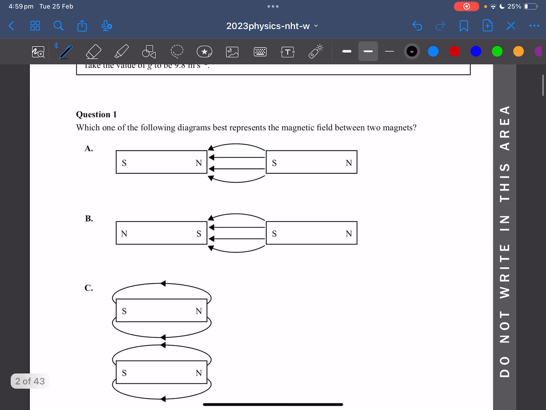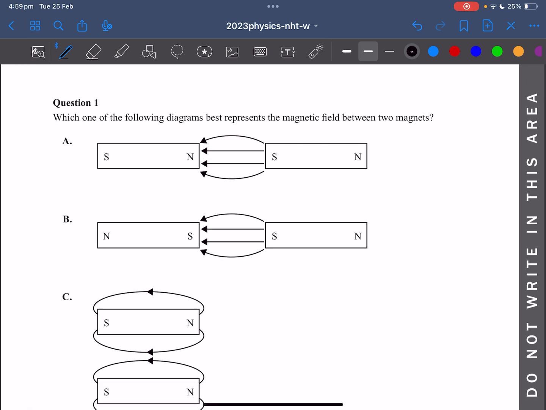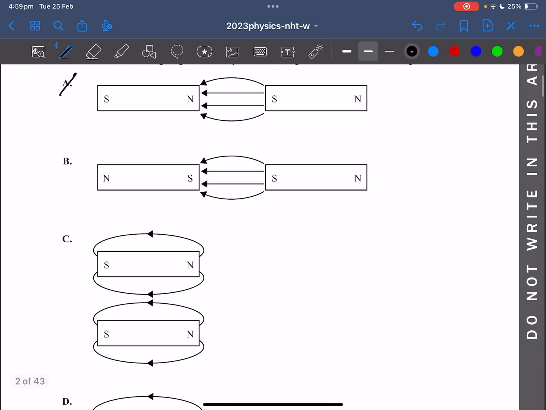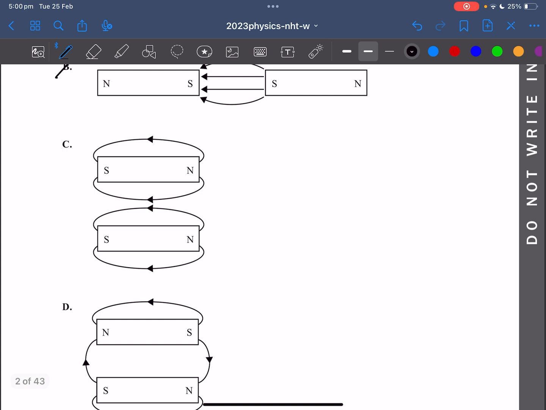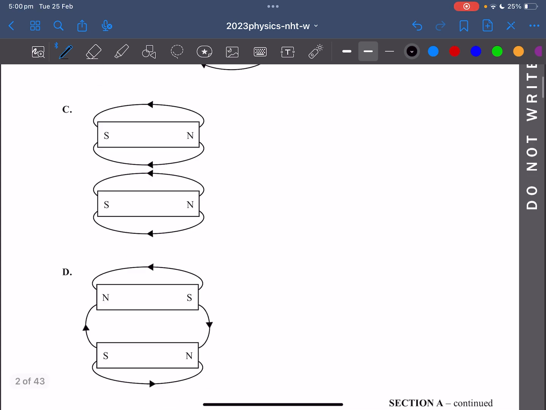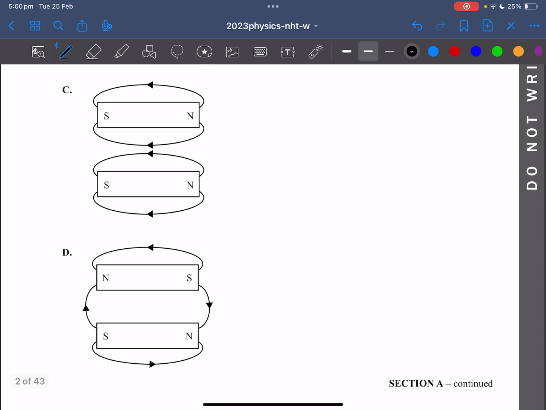Which one of the following diagrams best represents the magnetic field between two magnets? Well, just by looking at it, option A can't be it because it has to go from north to south, not south to north. Option B cannot be right either because like poles repel, they do not attract. Option C, yes, it looks correct. Option D, yep, that can't be it either, for the same reason as I rejected option A, it has to go from north to south, not south to north. So option C is going to be our answer.